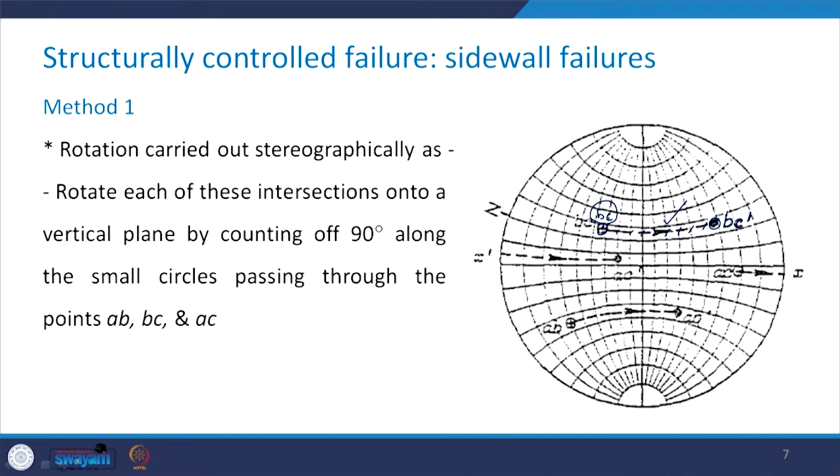Similarly, the point AB, which is originally here, again it is rotated. So, you see 10, 20, 30, 40, 50, 60, 70, 80 and 90, and this is going to be AB prime. We write it as AB prime.